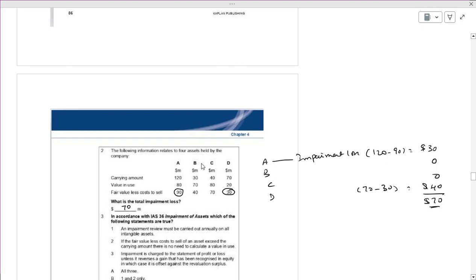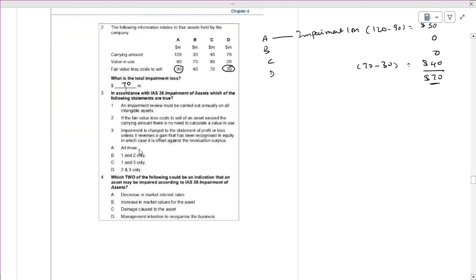Yes. Next, in accordance with IAS 36, impairment of assets, which of the following statements are true? An impairment review must be carried out annually on all intangible assets. Is it right? It's not all intangible, on all assets.